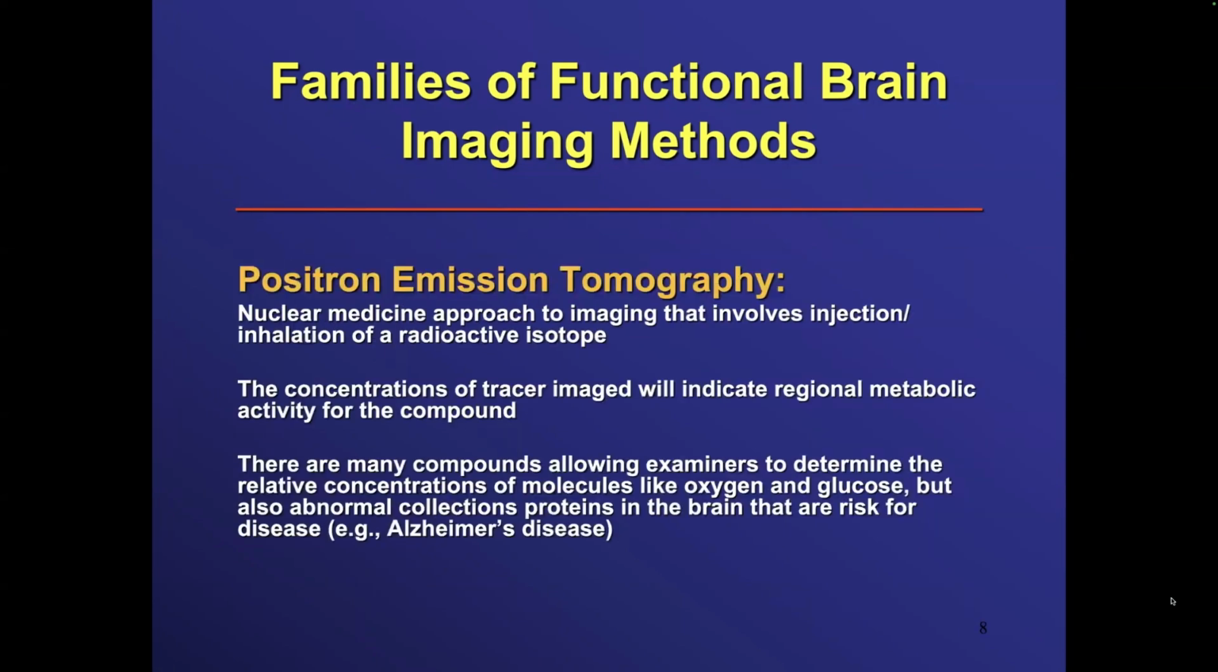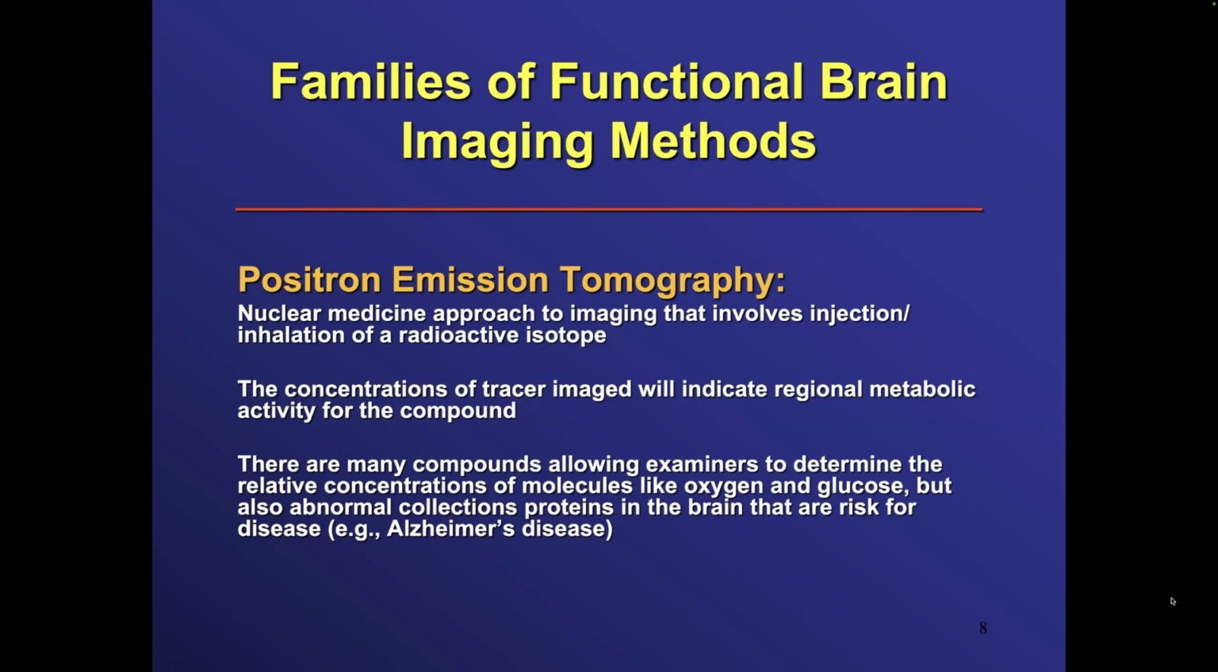So PET, or positron emission tomography, is an example of a technique that examines brain function based on cerebral metabolism. In order to do this, you do have to inject an individual with a compound that breaks down. That's called a radioactive isotope, but it doesn't include radiation per se. And over time, it's been established that PET is safe for individuals, as long as it's not repeated.